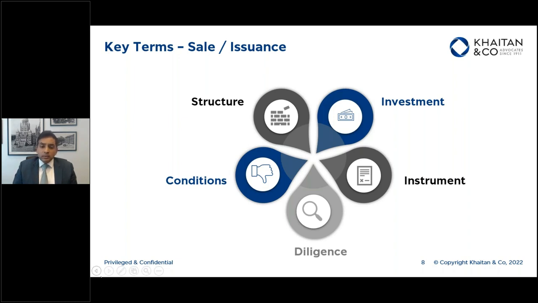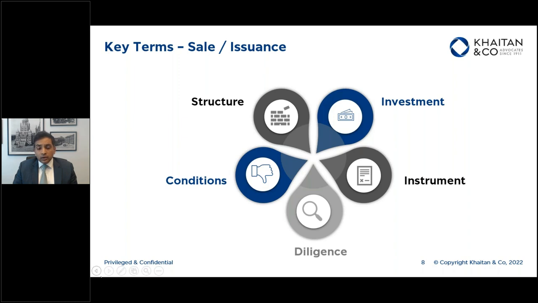The second part of it would be on the investment terms as such. And when we talk about investment terms, agnostic of how the transaction is proposed, it should be very clearly set out what is the amount involved, what would be the proposed investment size, the agreed valuation methodology, and the valuation being offered by the investors at that point in time.